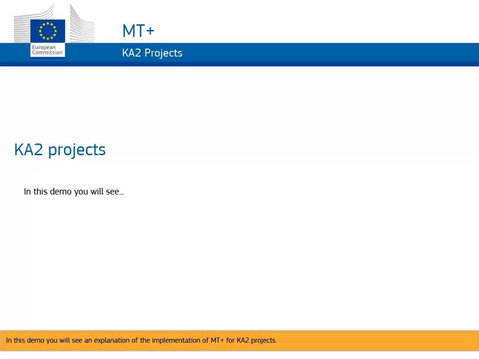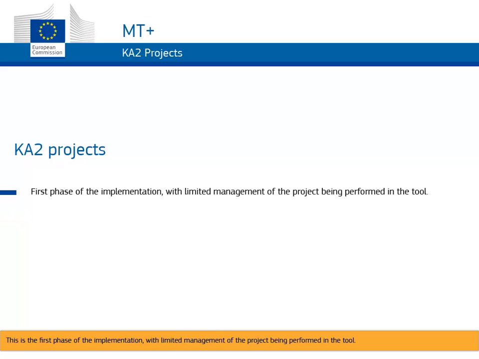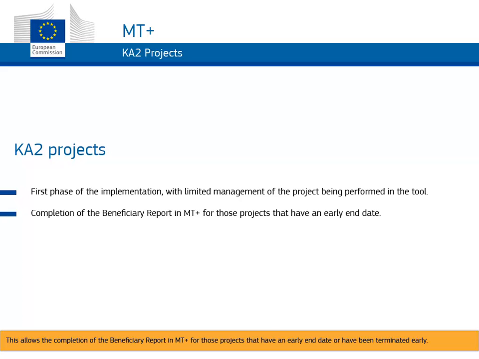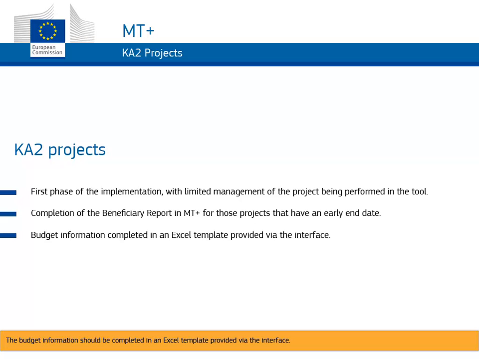In this demo you will see an explanation of the implementation of MT Plus for KA2 projects. This is the first phase of the implementation, with limited management of the project being performed in the tool. This allows the completion of the beneficiary report in MT Plus, for those projects that have an early end date, or have been terminated early. The budget information should be completed in an Excel template, provided via the interface.